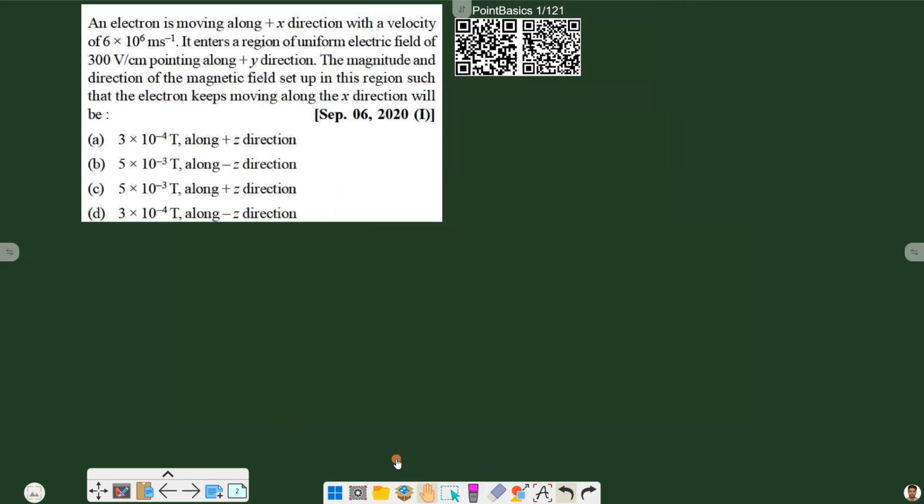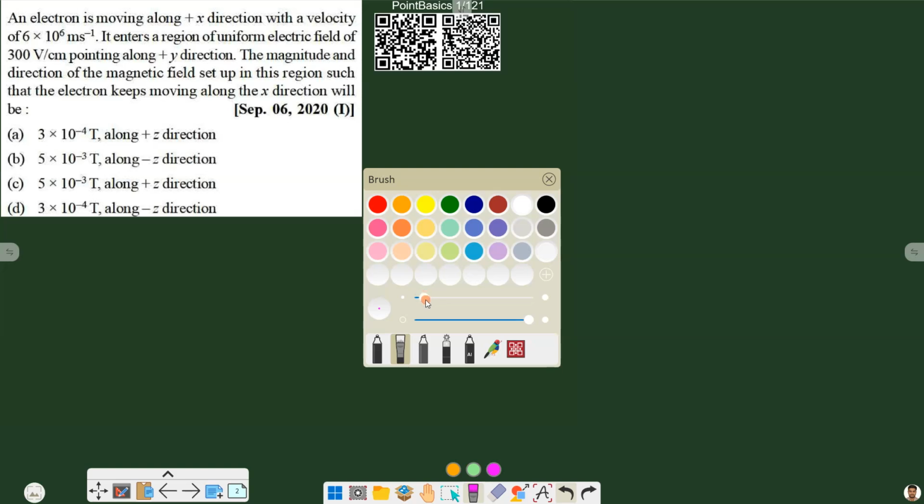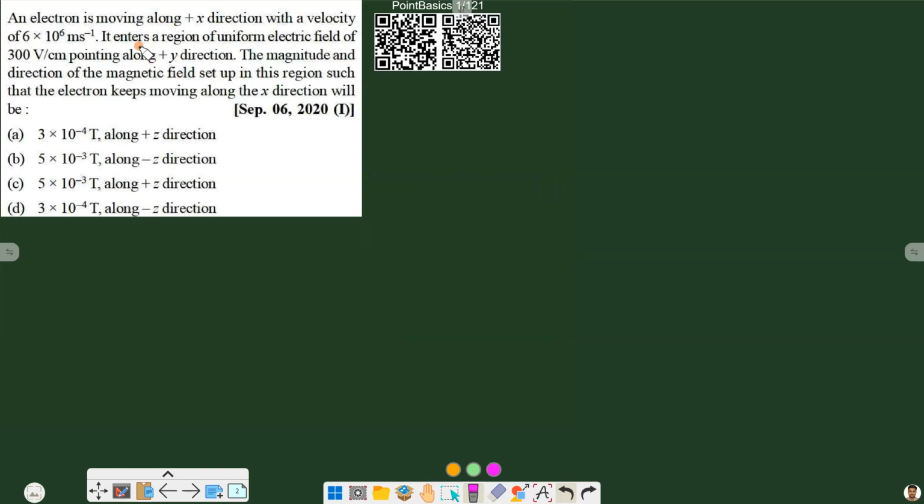So with questions. Here we have an electron moving in positive x direction with velocity 6 into 10 raised to power 6 meter per second. It enters a region of uniform electric field. The velocity of the electron is in positive x, so the electric field is in positive y: 300 volt per centimeter into j.